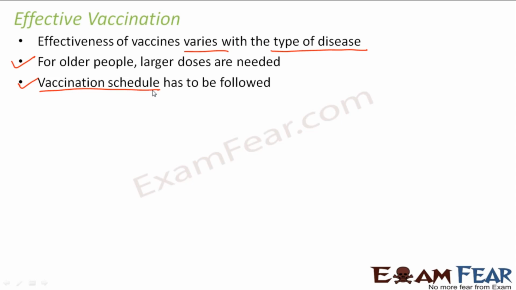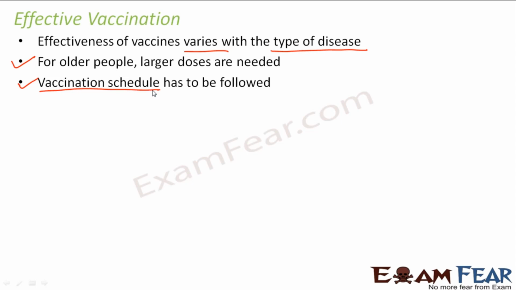Now if somebody is 80 years old and he took the same dosage of vaccine as was given to a 5-year-old kid, so in that case, obviously there are chances that even after vaccination he might get a disease, correct? So the effectiveness of vaccination depends upon all these factors.